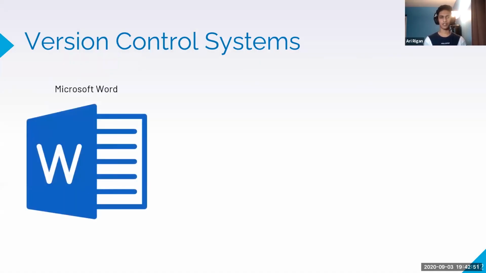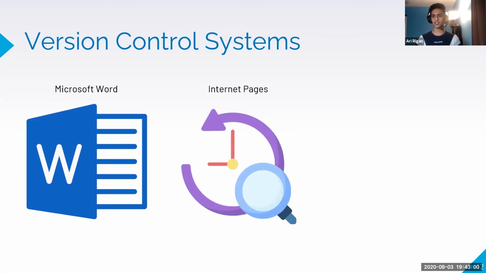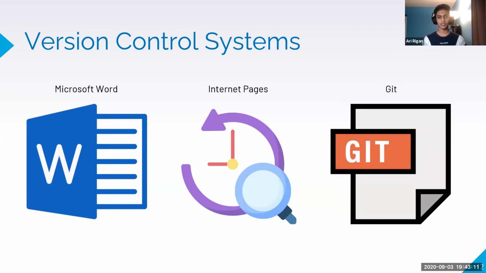So some things that implement version control systems are Microsoft Word. It's similar to Google Docs; you can see the revision history. Internet pages also keep track. If you've heard about archive.org, it creates different snapshots of internet pages over time. And Git. So we're going to be learning about Git.